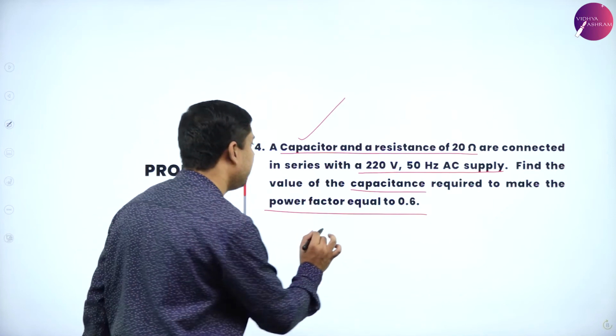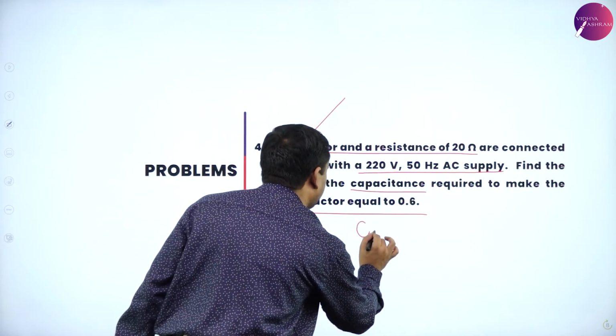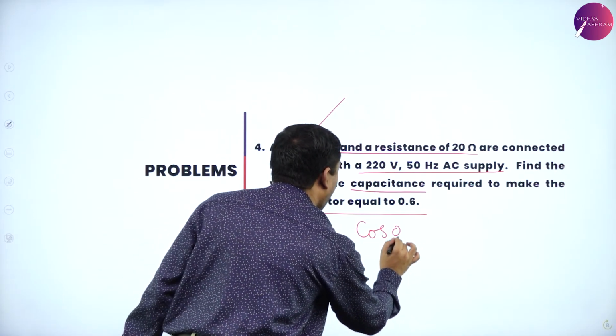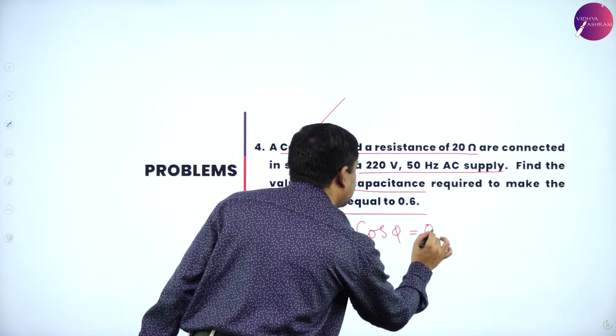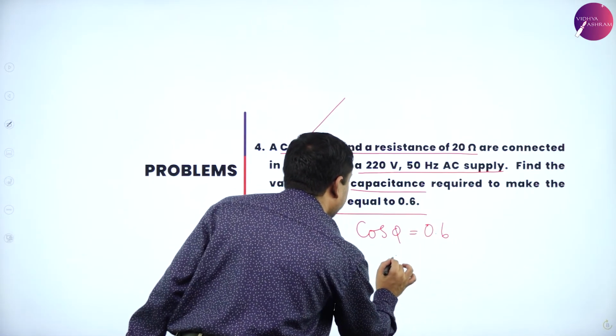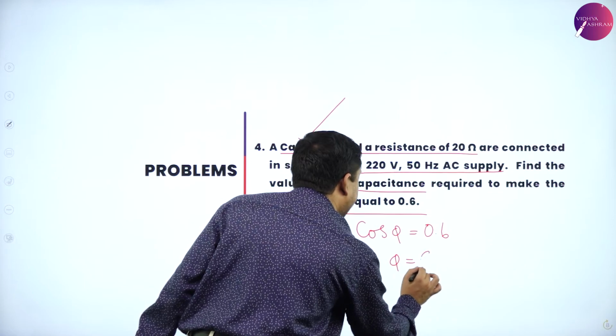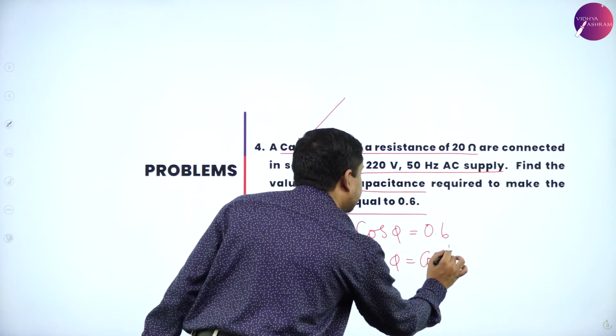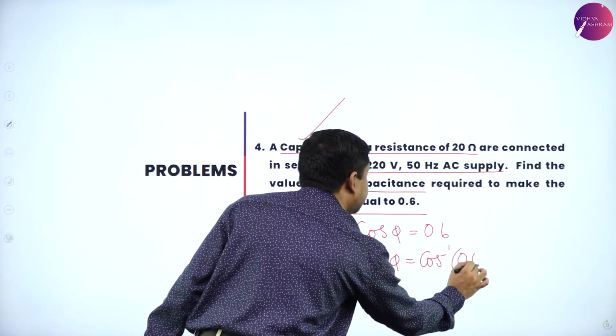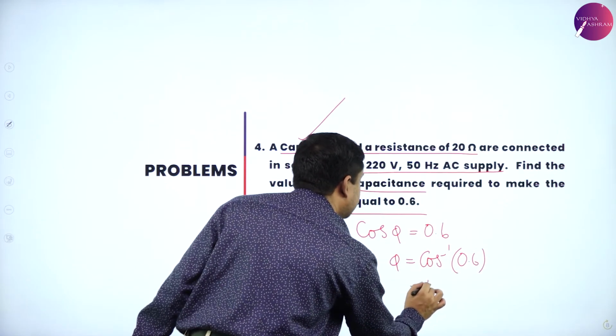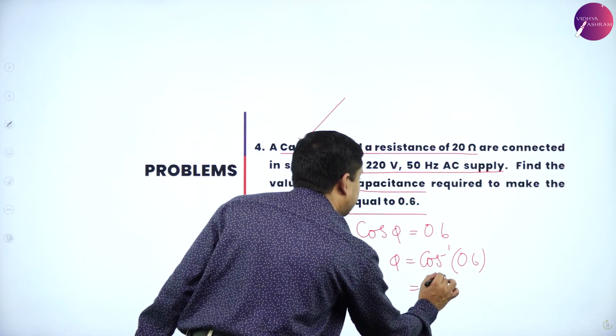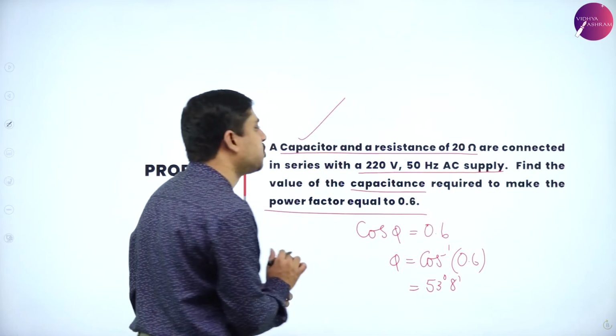Children, note that the power factor is given. cos phi is 0.6. Phi is cos inverse 0.6. Your log table says it is 53 degrees 8 minutes.